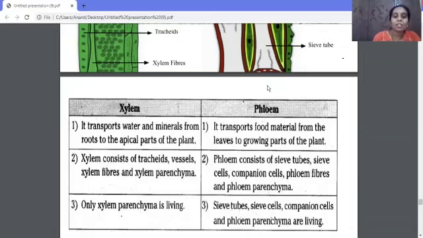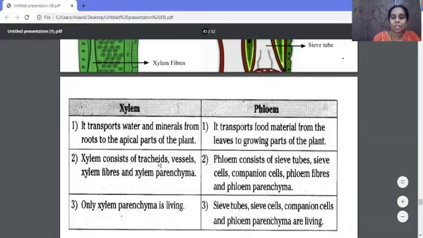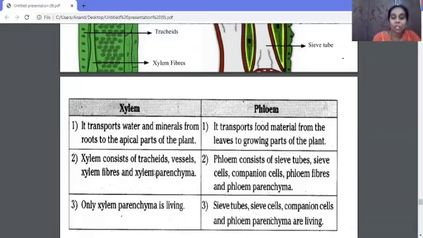This xylem consists of cells called tracheids, vessels, xylem fiber and xylem parenchyma. These tracheids, vessels, xylem fiber and xylem parenchyma help in the transport of water and minerals from the root to the different parts of the plant body. Among these cells, only xylem parenchyma is a living cell, the others are non-living cells, which you have already learned in class 9.